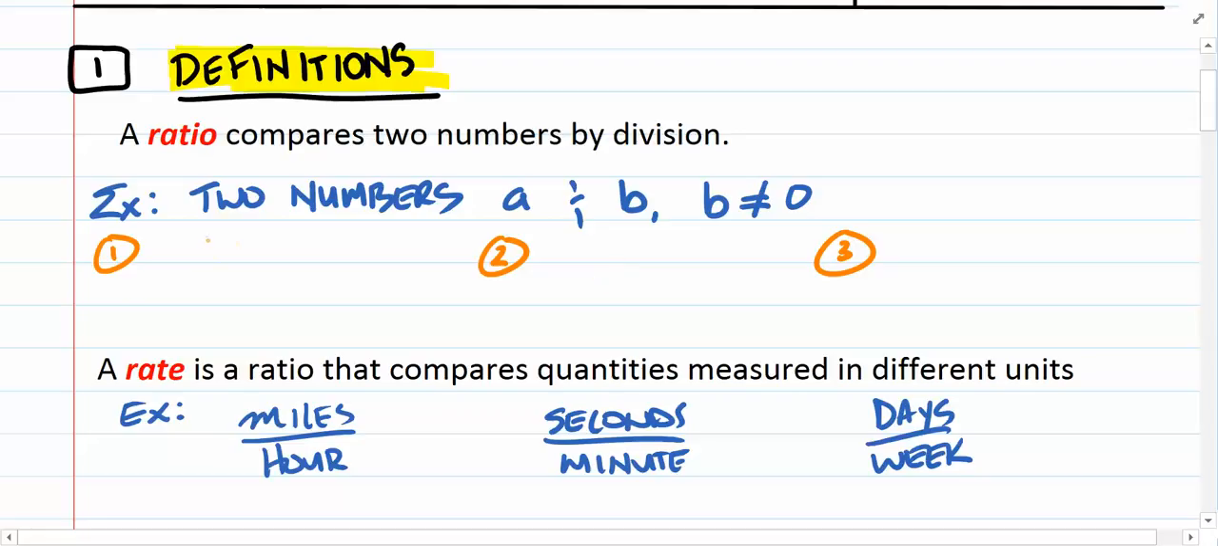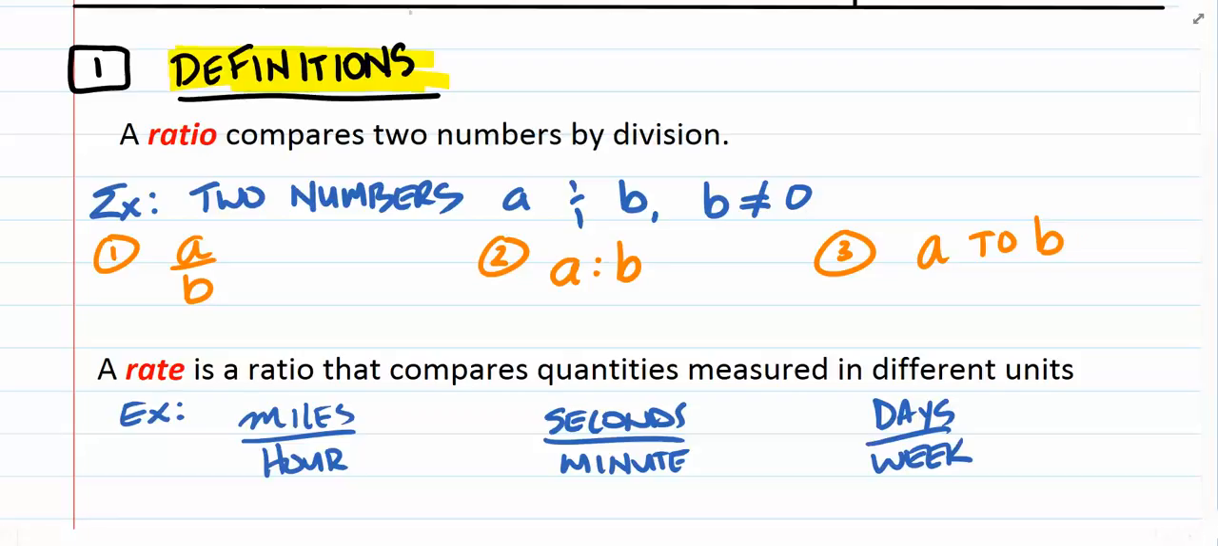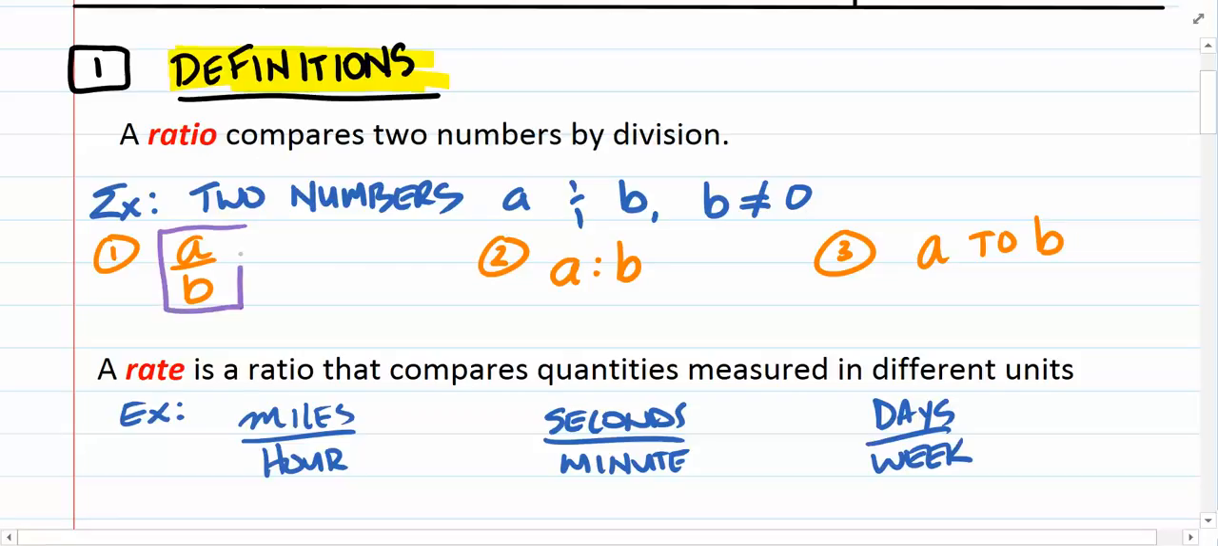We could say A over B, that would be a ratio of A to B. The second way we could do it is A colon B. Or we can actually just write the words A to B. So this is a ratio comparing two numbers by division. Most of the time, you will see me using option number 1 because that's the definition, a comparison of two numbers by division. That's the first definition I want to talk about.